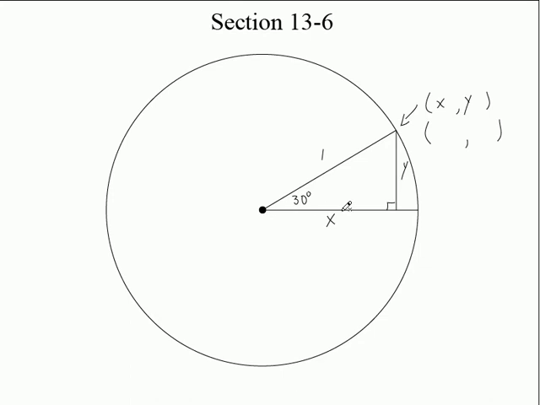So guess what? This is going to be the cosine. This x right here is going to be the cosine of 30 degrees. This y right here is going to be the sine of 30 degrees. Do you understand why it is? Okay. I think it's important.